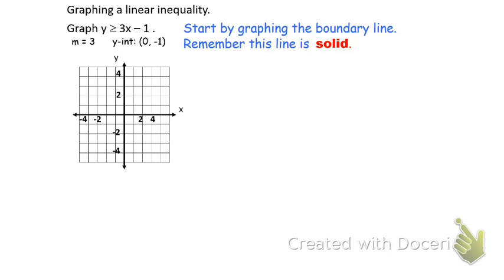I've labeled and scaled my axes, and I've plotted 0, negative 1. Start with the y-intercept. Now we're going to move by a slope of positive 3. This means from the y-intercept we'll go up 3 and 1 to the right. Up 3 again, and 1 more to the right will give us a third point. When we graph this boundary line, it's solid, again, because it was greater than or equal.